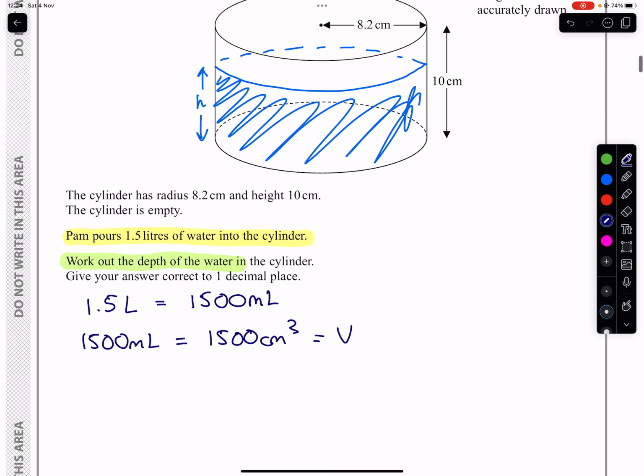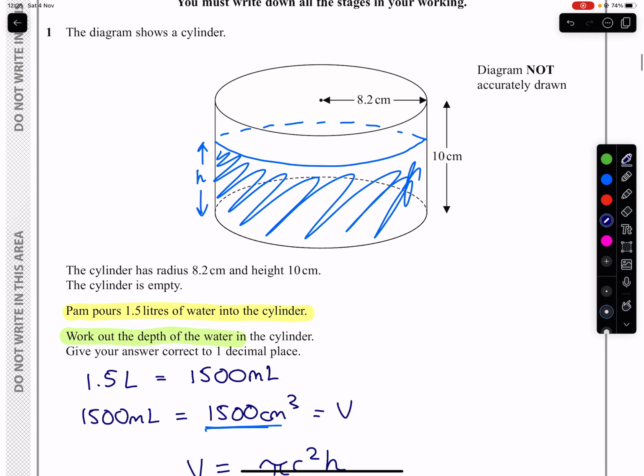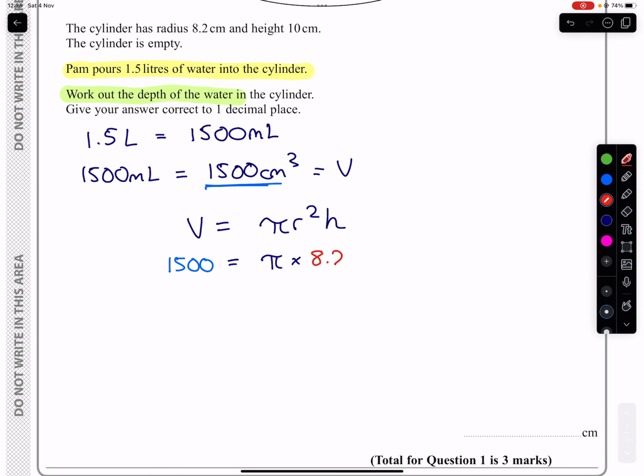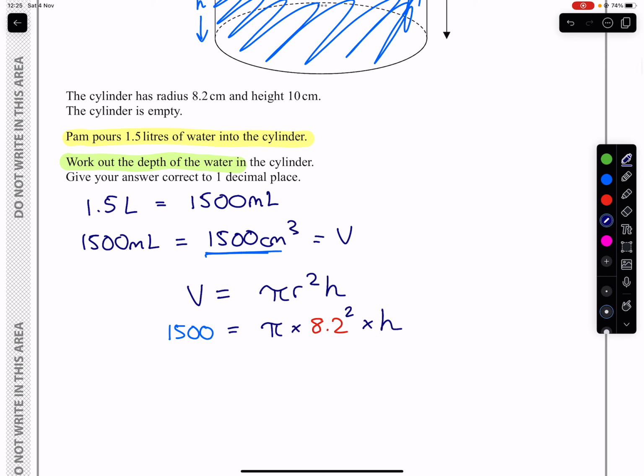Now we have a cylinder here, so for the volume of our cylinder, we can quote this from the formula sheet: pi r squared h. We know that our volume is 1,500, so we sub that in on the left-hand side. We then have equals pi times our radius, which is 8.2, so we're going to have 8.2 squared here. And then we are multiplying that by our unknown h. So we're going to rearrange this formula now to figure out what h is.